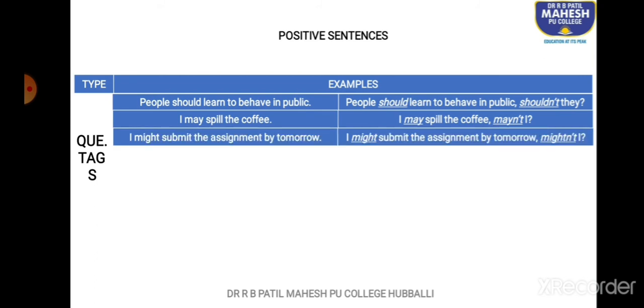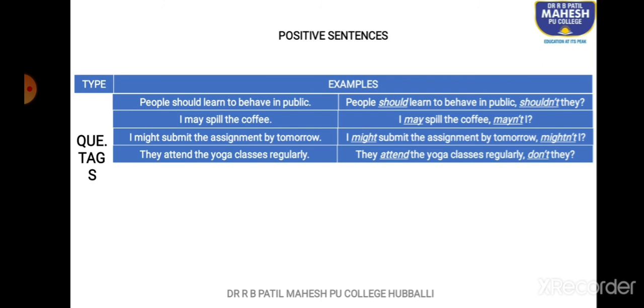Let's move further. I might submit the assignment by tomorrow. I might submit the assignment by tomorrow, mightn't I? They attend the yoga classes regularly, don't they? Attend. You do not find an auxiliary verb here. They attend. Direct verb, the main verb is there.